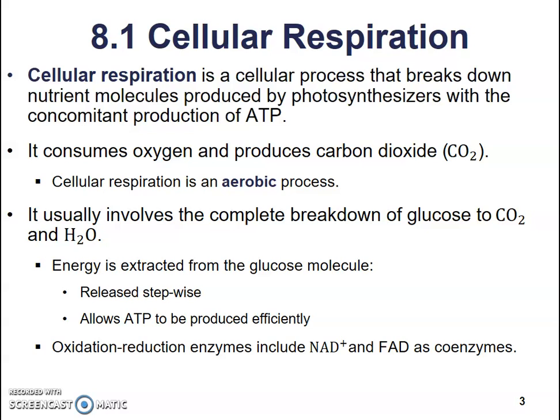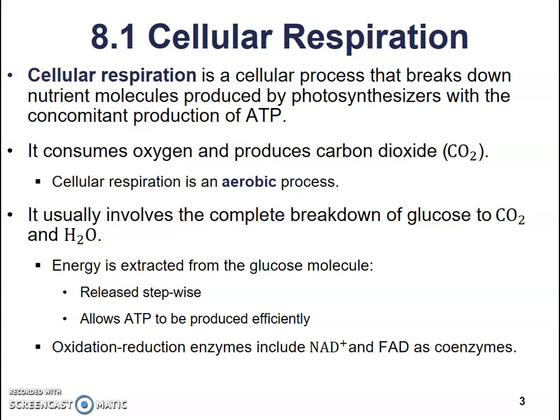Section 1, cellular respiration. It is a cellular process, that's in the name, that breaks down nutrient molecules produced by photosynthesizers. Those are sugar molecules. And they produce ATP. It consumes oxygen and produces carbon dioxide. It is an aerobic process, which means that it requires oxygen. It usually involves the complete breakdown of a glucose molecule into carbon dioxide and water.